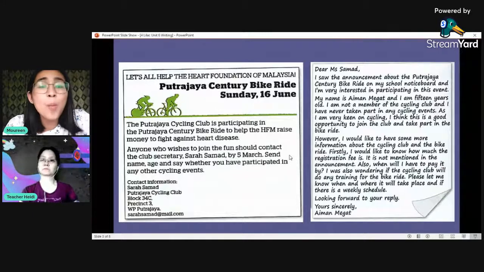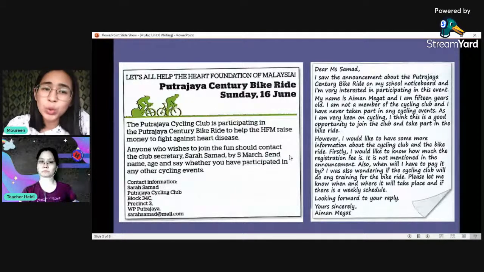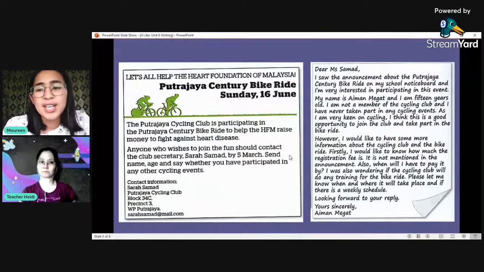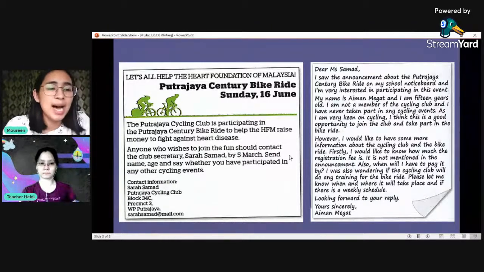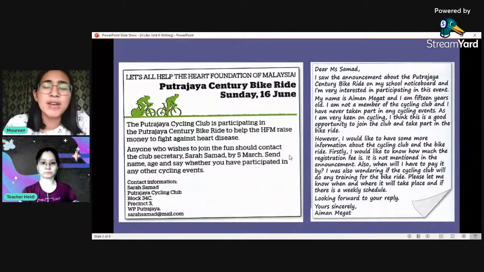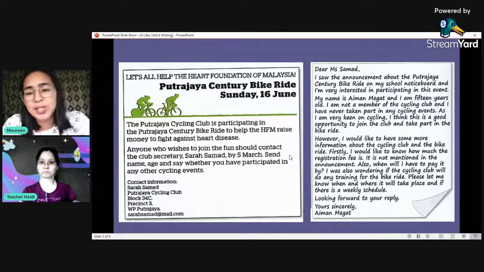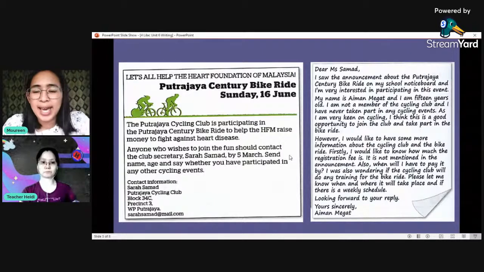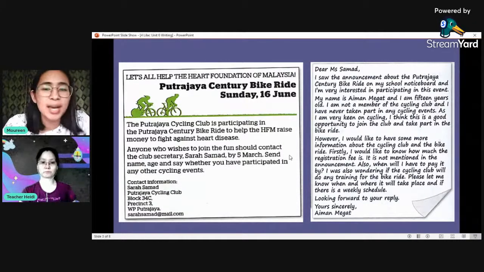"Firstly, I would like to know how much the registration fee is." We discussed this earlier. Normally, if you want to join a contest, there will be a fee, right? It is not mentioned in the announcement. "Also, when will I have to pay it by?" When does he need to pay? "I was also wondering if the cycling club will do any training." He wanted to know if there's any training for the bike ride. "Please let me know when and where it will take place and if there is a weekly schedule." He ends with looking forward to your reply, and writes yours sincerely, Aiman Megat.